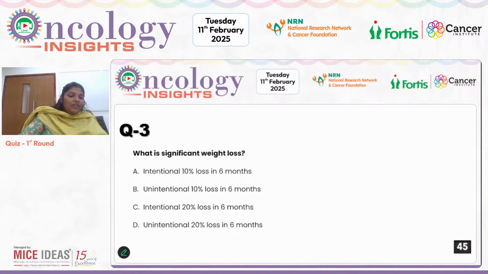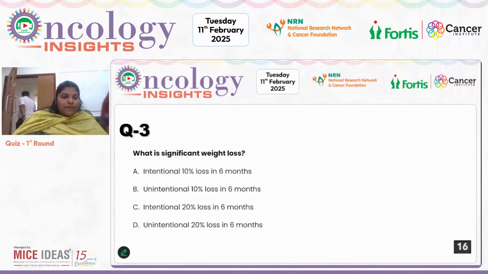Next question. Third question, what is significant weight loss? Option A, intentional 10% loss in 6 months. Option B, unintentional 10% loss in 6 months. Option C, intentional 20% loss in 6 months. Option D, unintentional 20% loss in 6 months. I repeat, what is significant weight loss?